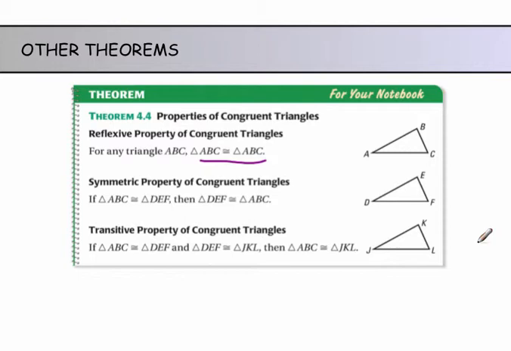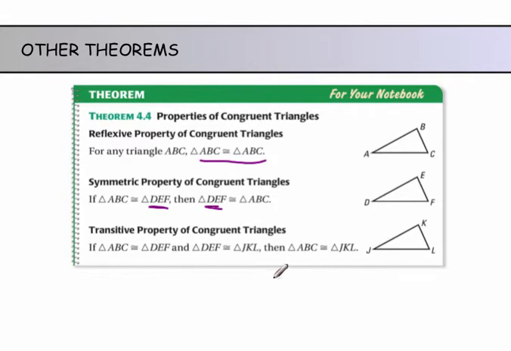Then we've got the symmetric property of congruent triangles. If triangle ABC is congruent to DEF, then triangle DEF has to be congruent to triangle ABC. Notice that the letters didn't switch around in these, but just where we placed them did. So we just switched around which triangle came first.